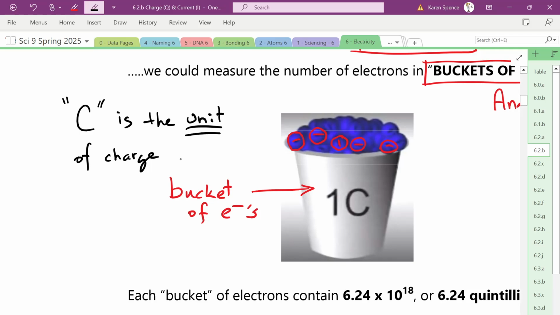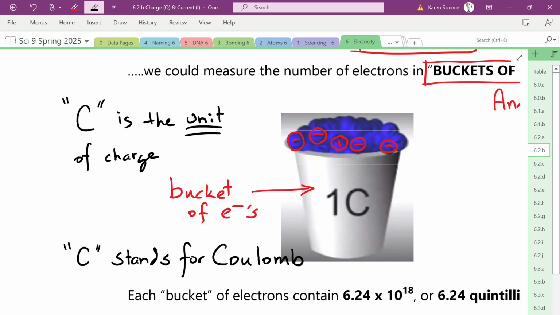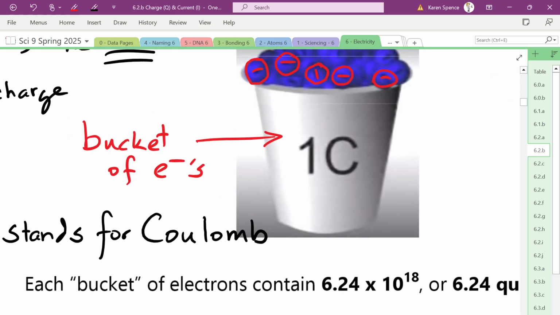C is the unit of charge, and it stands for Coulomb. C-O-U-L-O-M-B. And the OMB is like a comb. Okay, it's pronounced like comb. And the coup, so it's Coulomb. A coulomb. And the accent's on the first syllable. Okay, a coulomb.